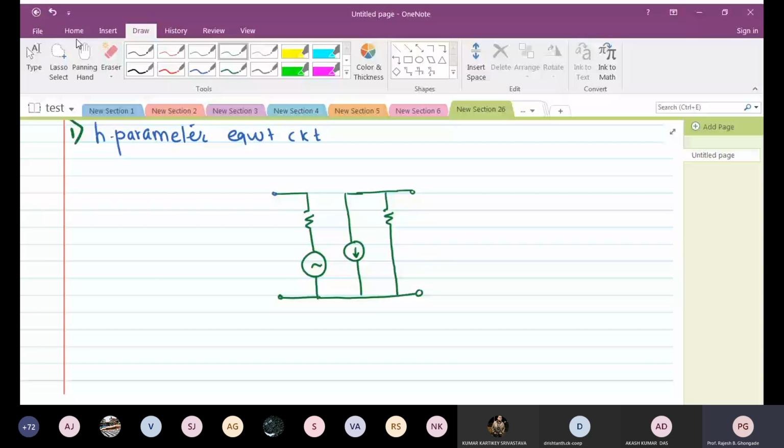So this is your base, this is your collector, and this is your emitter. This is HIE, this is HRE, VCE, this is HFE, IB, and this is 1 by HOE, output admittance. This is your base current, IB, this is your collector current, IC.